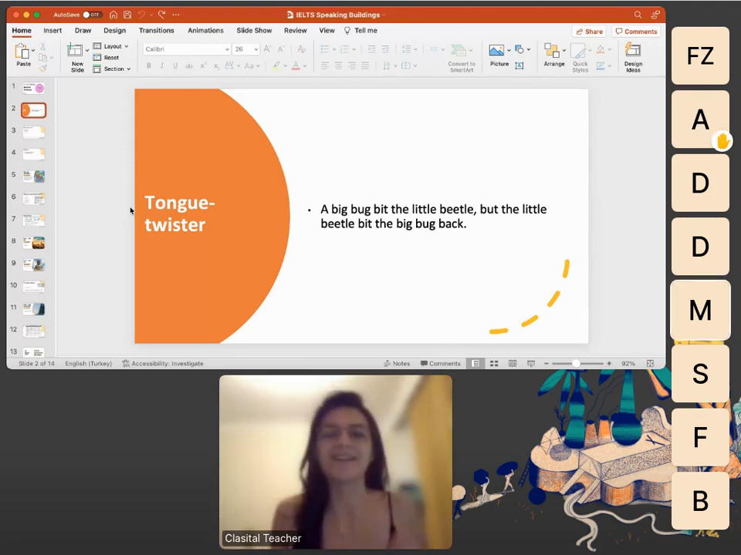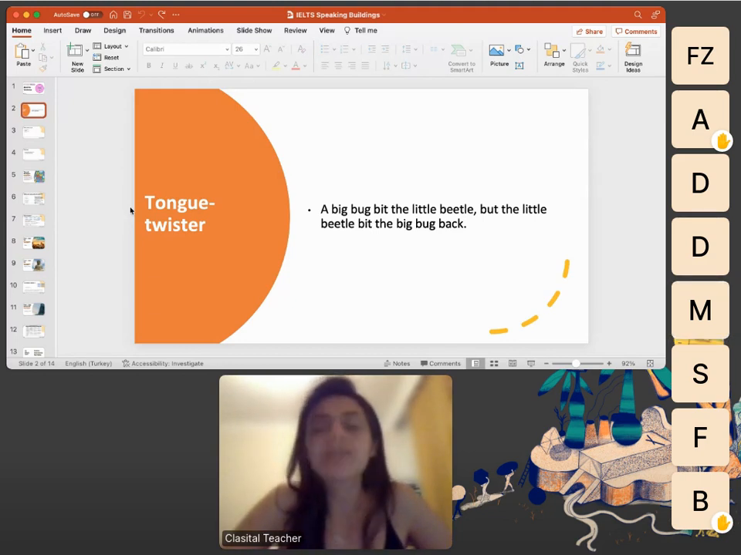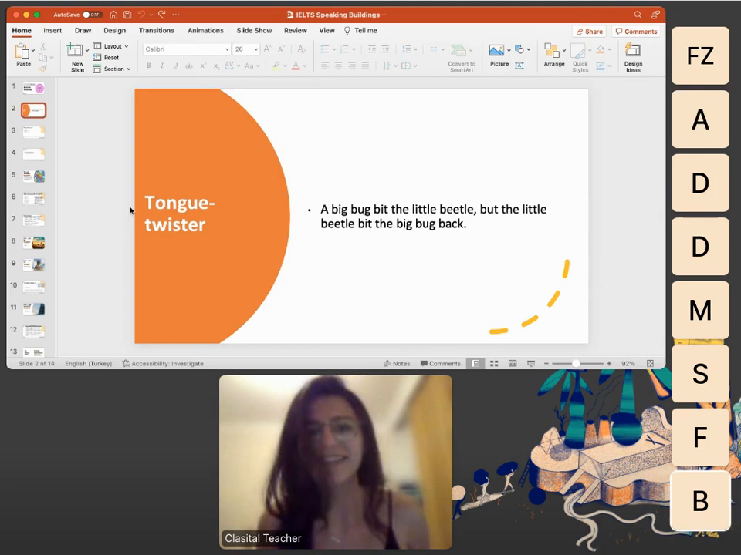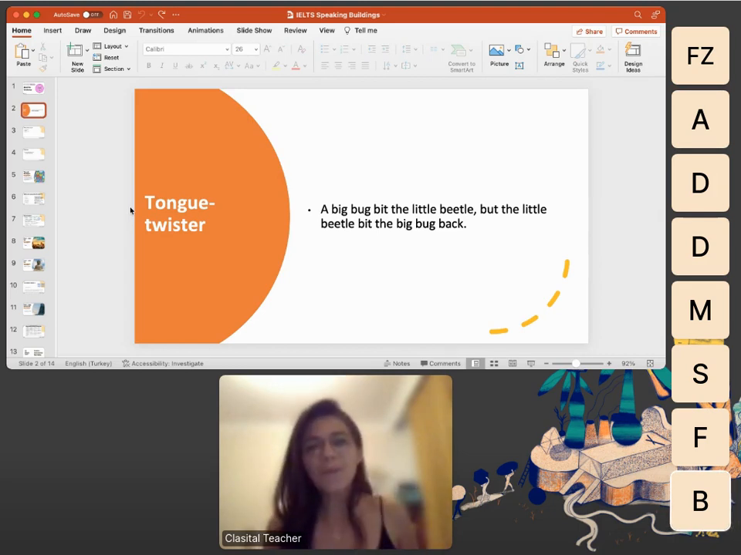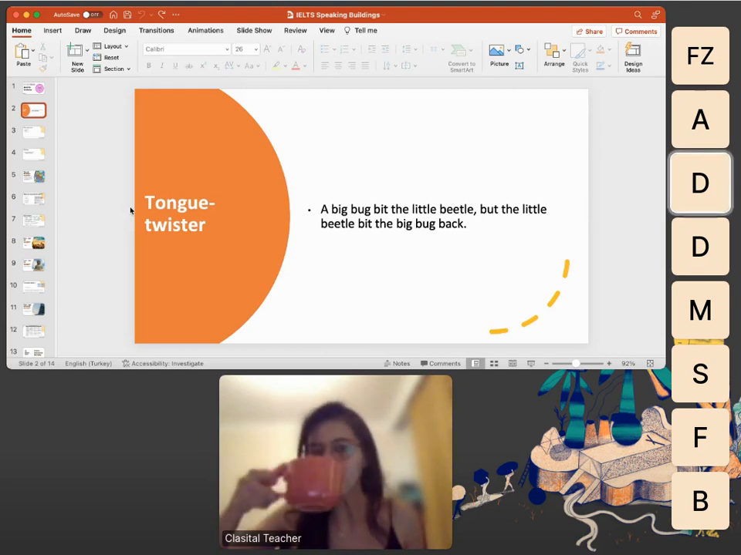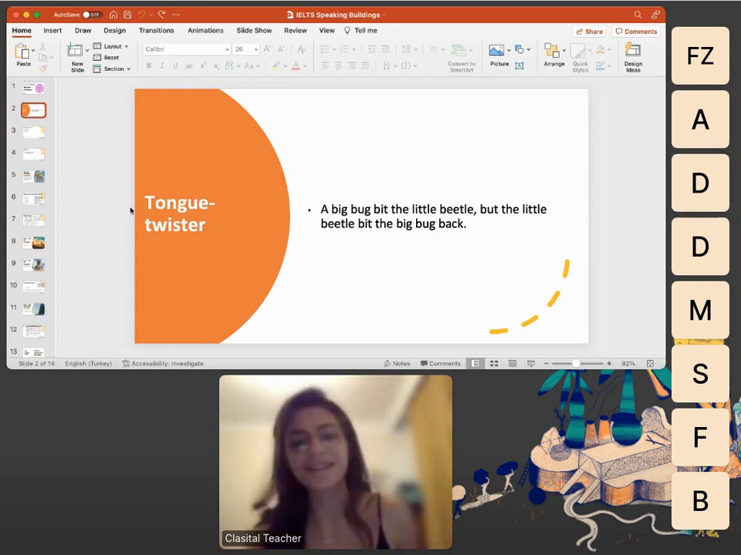All right, Miriam, go ahead. Big bug bit the little beetle, but the little beetle bit the big bug back. Thank you. That was really good and perfect. Abby, go ahead. A big bug bit the little beetle, but the little beetle bit the big bug back. Really good. Bhagya, go ahead. A big bug bit the little beetle, but the little beetle bit the big bug back. Thank you so much. Dave, go ahead. A big bug beat the little beetle, but the little beetle beat the big bug back. Thank you. Really good.